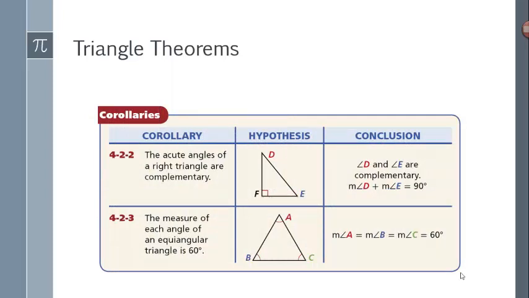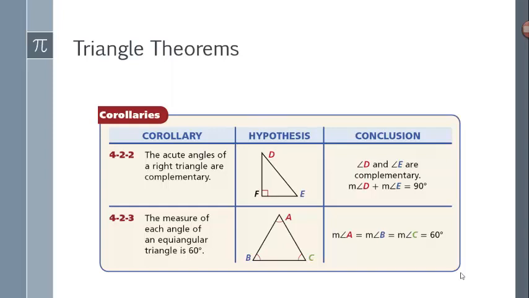Okay, a couple of corollaries that come from the triangle sum theorem is that the acute angles of a right triangle are complementary. If we think about that for a second, if all of the angles of a triangle add up to 180, and in a right triangle one of those angles is 90 degrees, then the other two angles must add to 90, which means they're complementary.